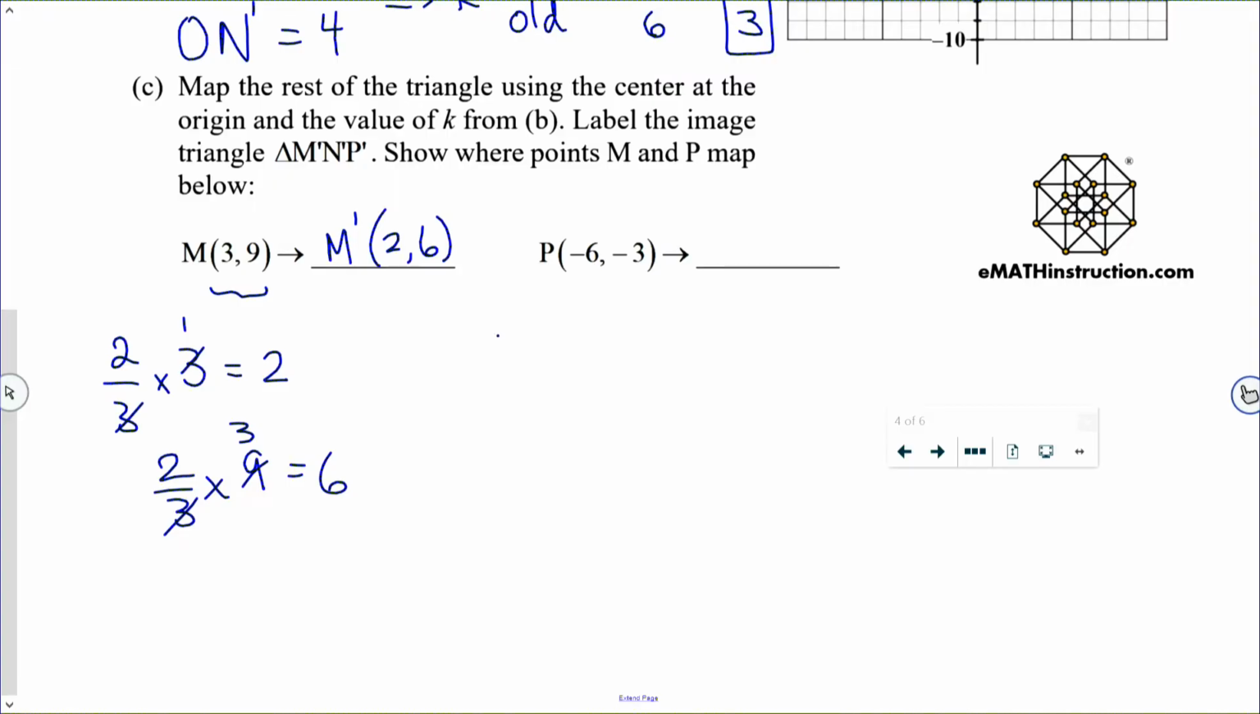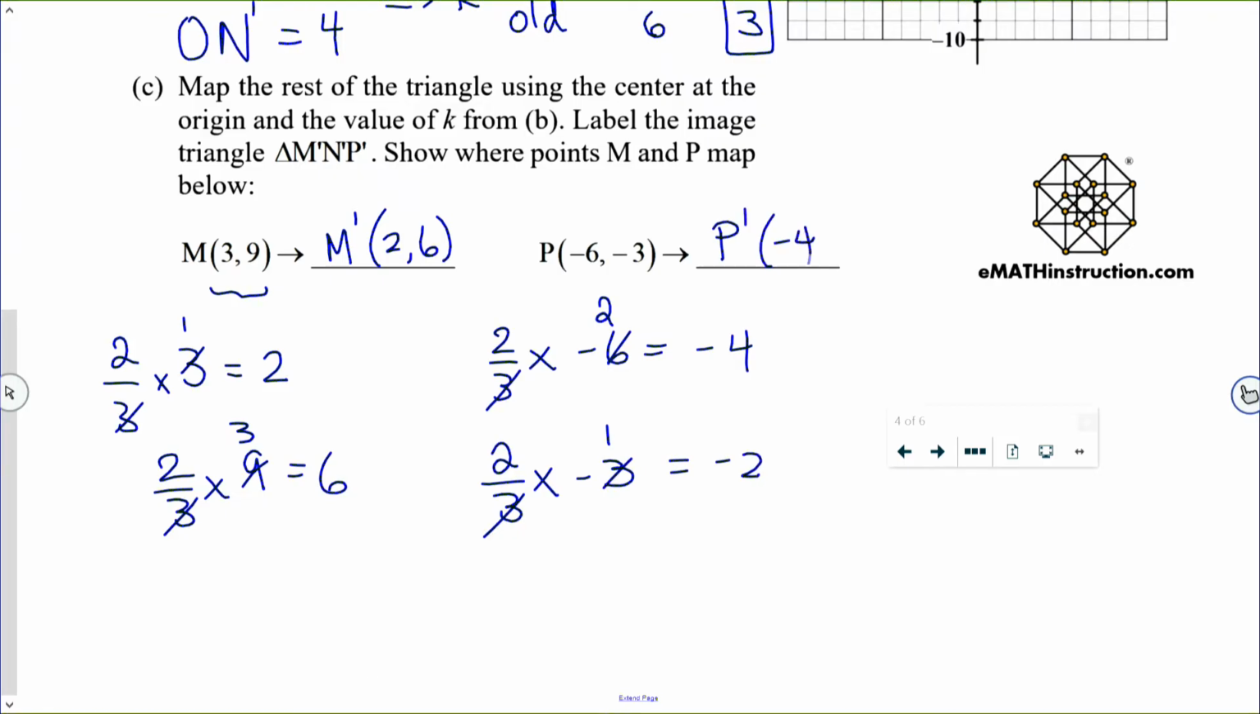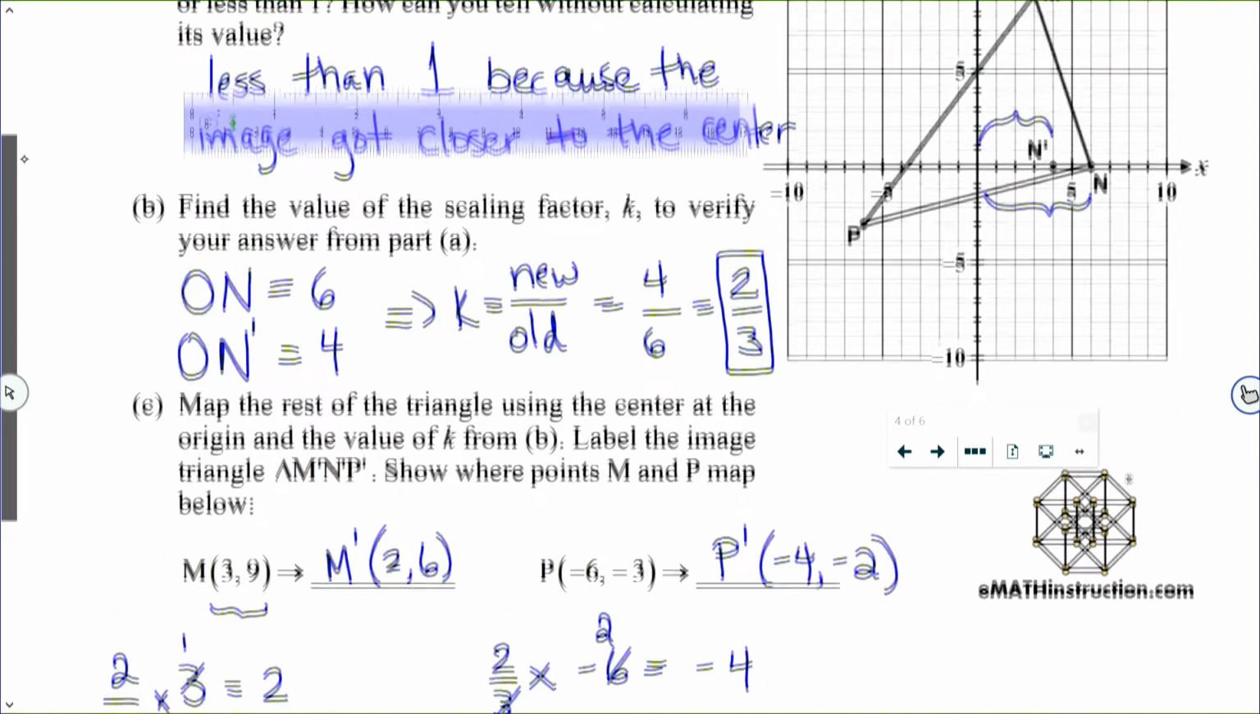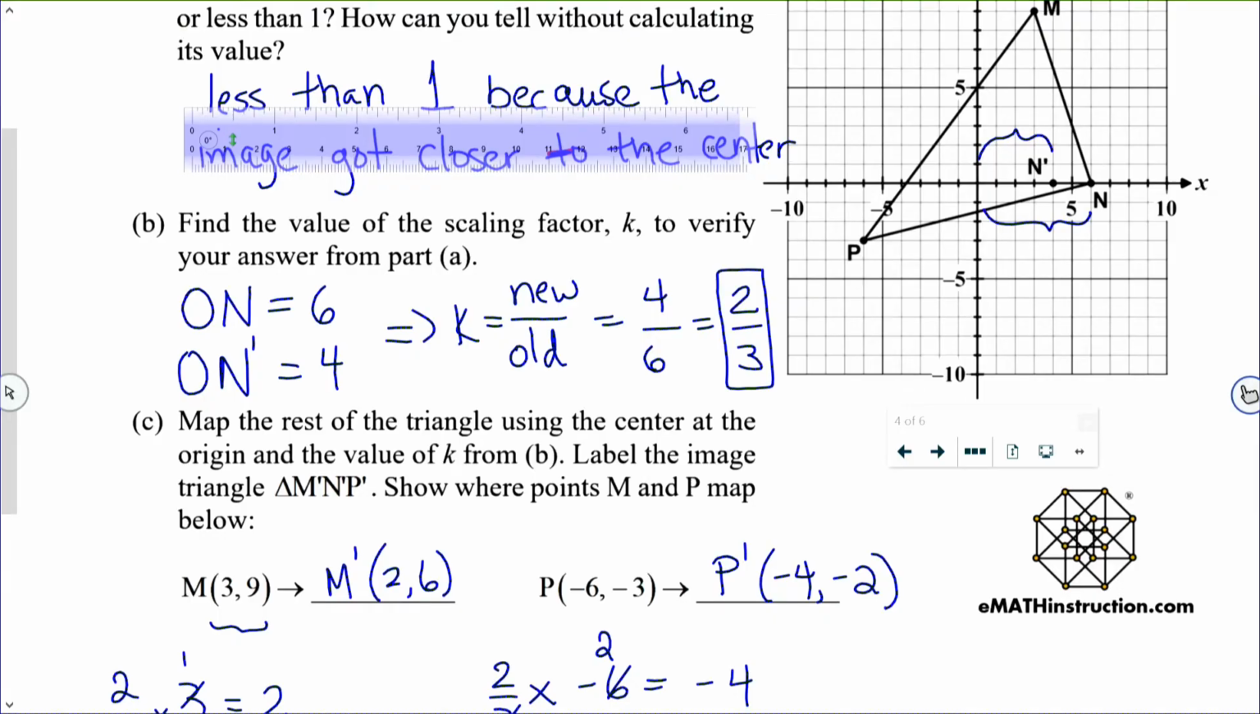Let's do the P. Let's do 2/3 times -6. That's going to cancel, giving me a -2, and -2 times 2 is -4. And then I have 2/3 times -3. 3 will cancel into 3 one time. 2 times -1 is -2. So P prime is -4, -2. All right, let's graph those. We've got M prime at 2, 6, and P prime at -4, -2.